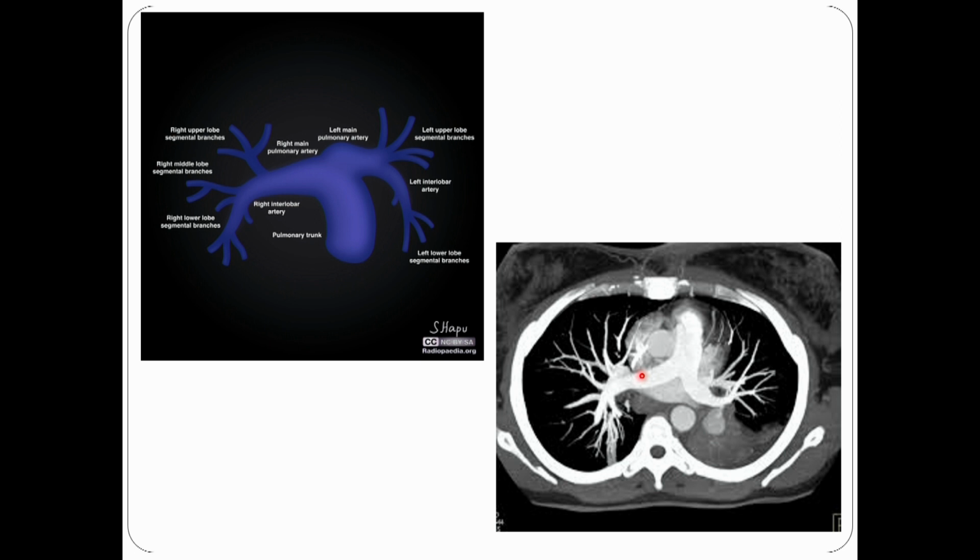Now coming to pulmonary arteries, this is the schematic diagram showing main pulmonary trunk dividing into right main and left main pulmonary arteries, further dividing into lobar and segmental branches. This is the axial MIP image of the pulmonary trunk, wherein we can see the main pulmonary trunk dividing normally into right and left main pulmonary arteries, further dividing into lobar and segmental branches.